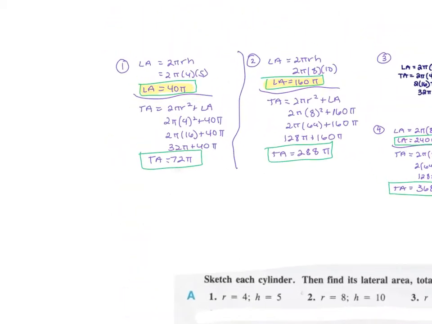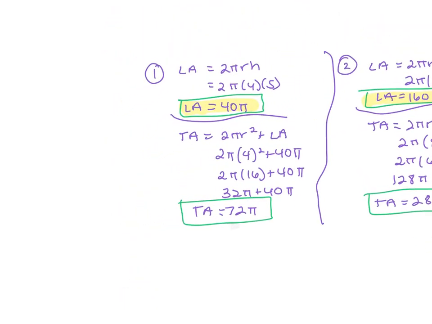Now I'm going to zoom into each question so you can see it a little bit more clearly. So here is number 1. Pretty straightforward. You just took your given information and plugged it in. Remember the formula for lateral area for a cylinder is 2 pi r height, and then just multiply. Again, the order that you multiply that 2, 4, and 5 doesn't matter.